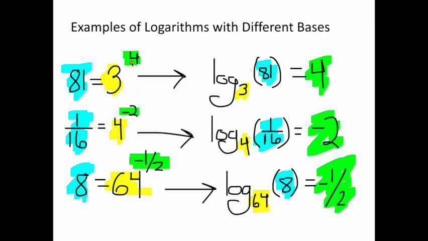So 3 to the 4th, we get 81, which means when I take the log base 3 of 81, I get 4. Now, let's look at an example with a negative exponent.